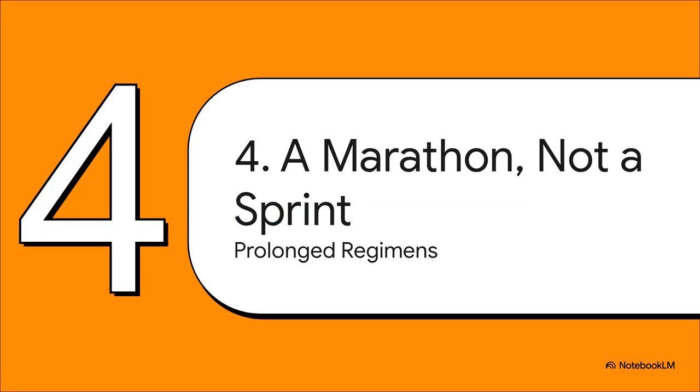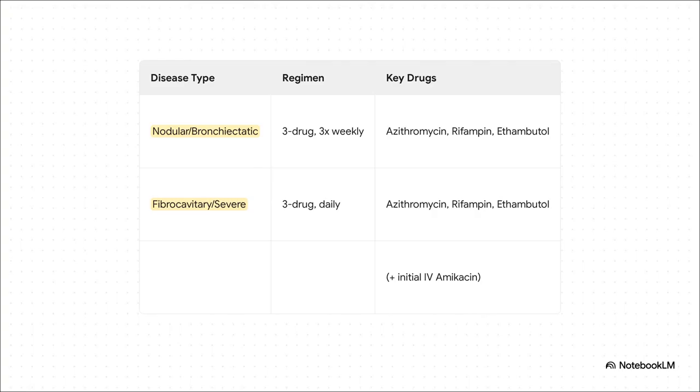This brings us to treatment, and the title for this section says it all: a marathon, not a sprint. And believe me, that is no exaggeration. We are not talking about a simple 10-day course of pills here. This is a long, arduous journey for the patient. For MAC lung disease, you're always using a cocktail of at least 3 drugs to prevent resistance.